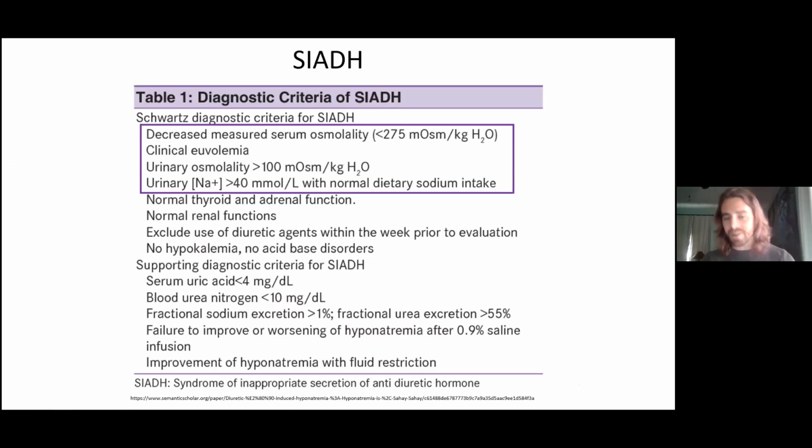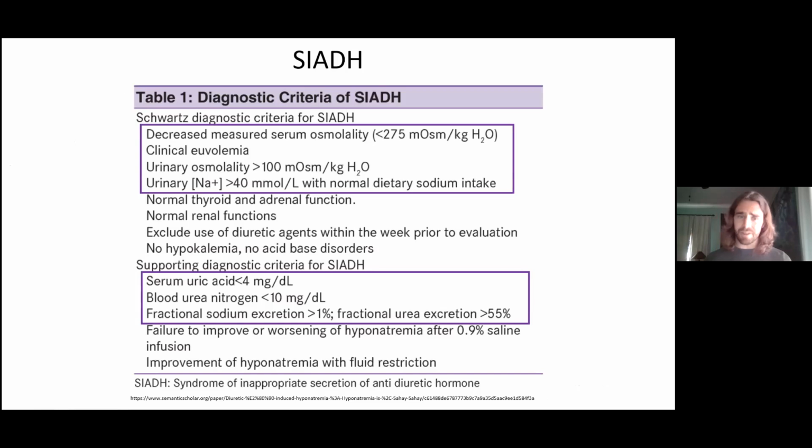And if you notice here, these supporting diagnostic criteria are some of the pearls that we mentioned earlier. The serum uric acid can typically be surprisingly low. The BUN also can be surprisingly low. And then these other markers that we typically look for renal perfusion indicate that we're not in a low perfusion state in the kidneys. So again, this is how we diagnose SIADH formally.